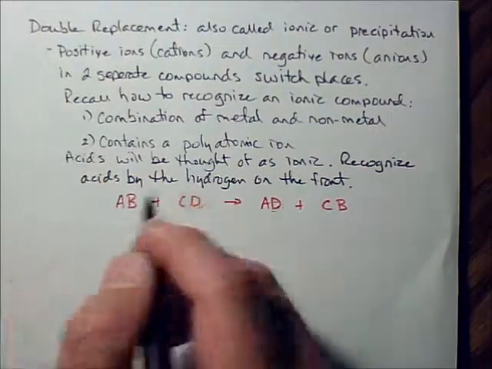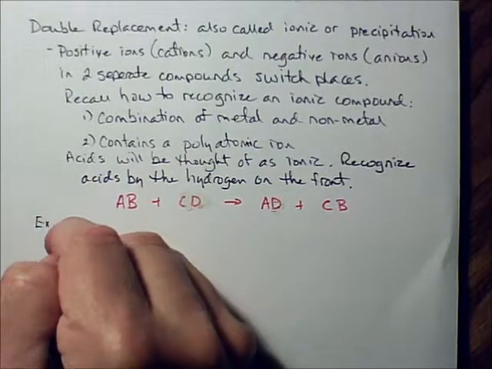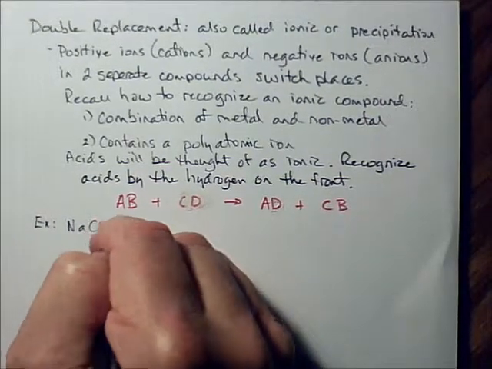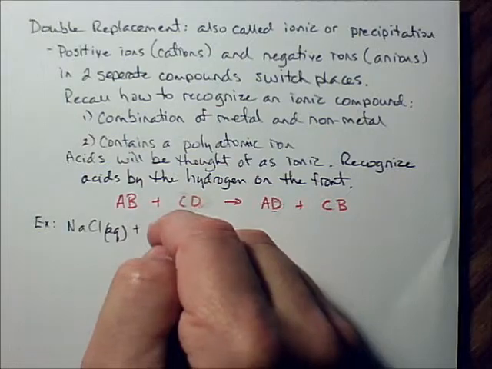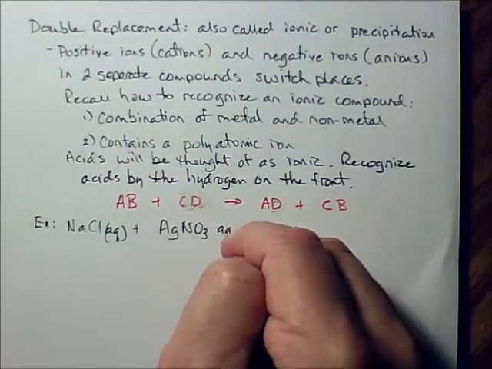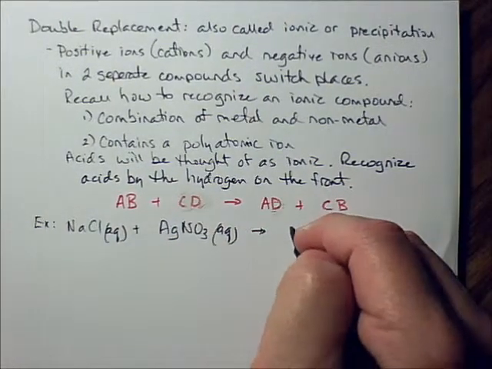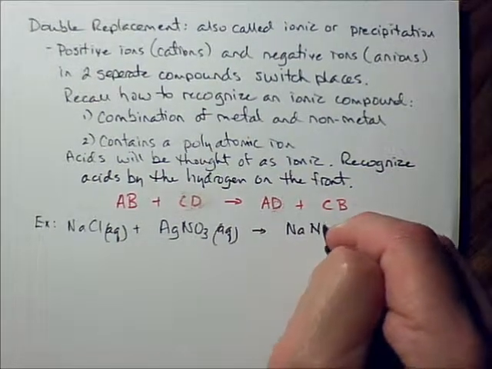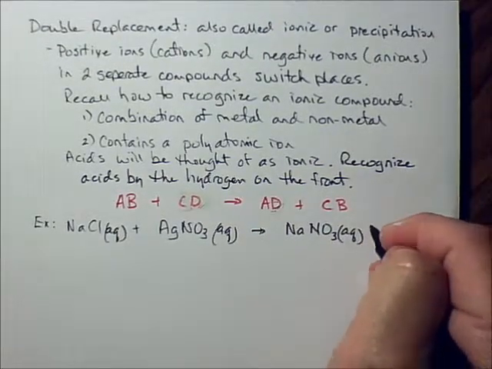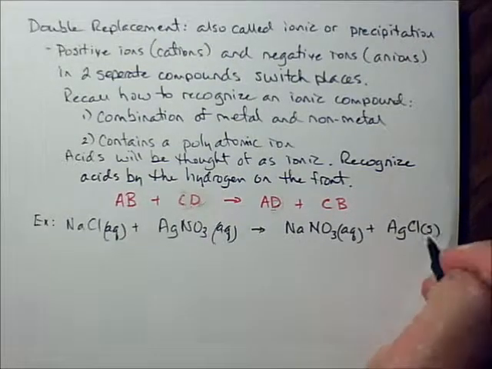So some examples now. NaCl, which we dissolve in water, aqueous. Silver nitrate, dissolved in water, aqueous. We produce sodium nitrate, and silver chloride, which won't dissolve in water, so it's a solid.